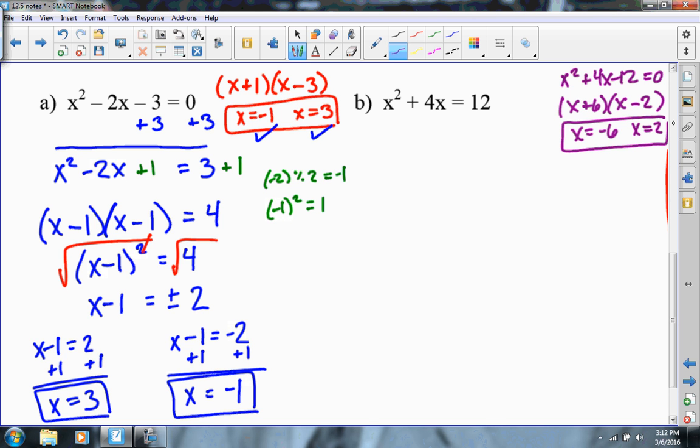So if I had a choice, that's what I would do, and that's what we've done in previous sections in the homework. But today they want you to solve with the completing the square.